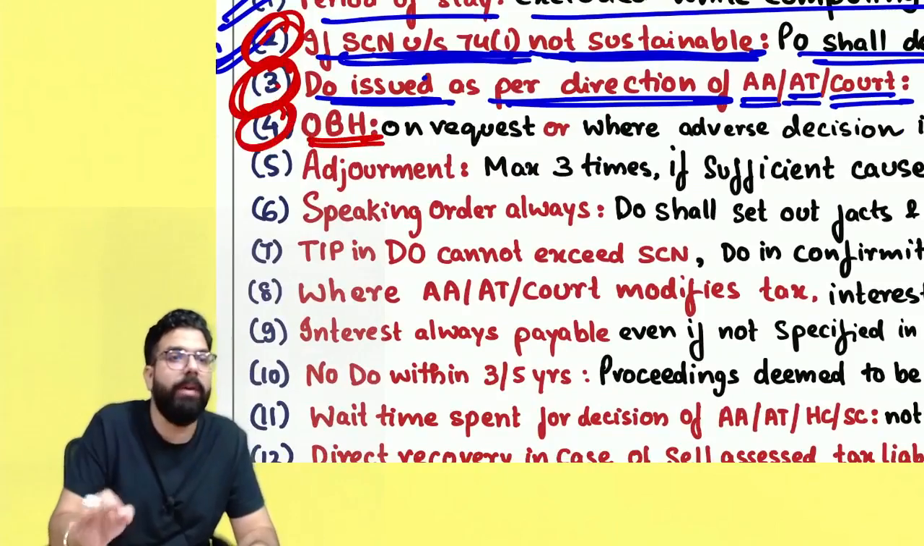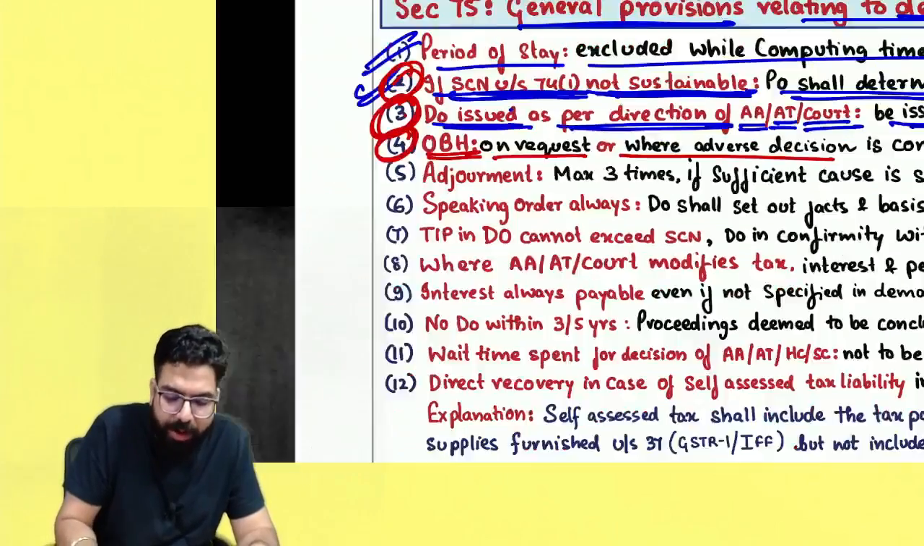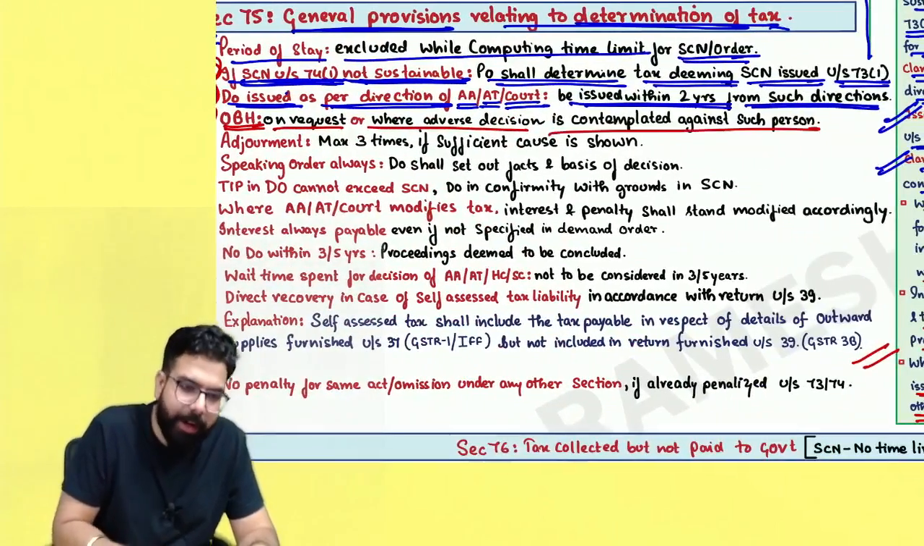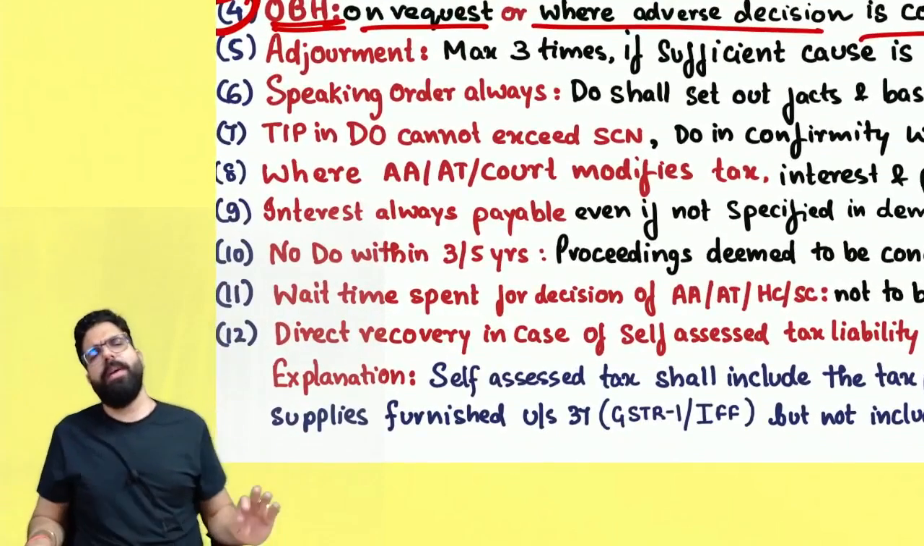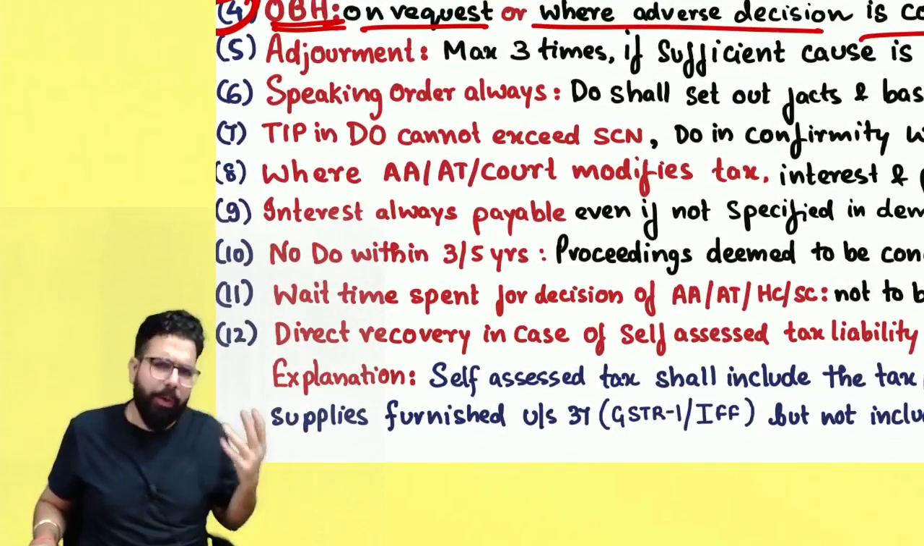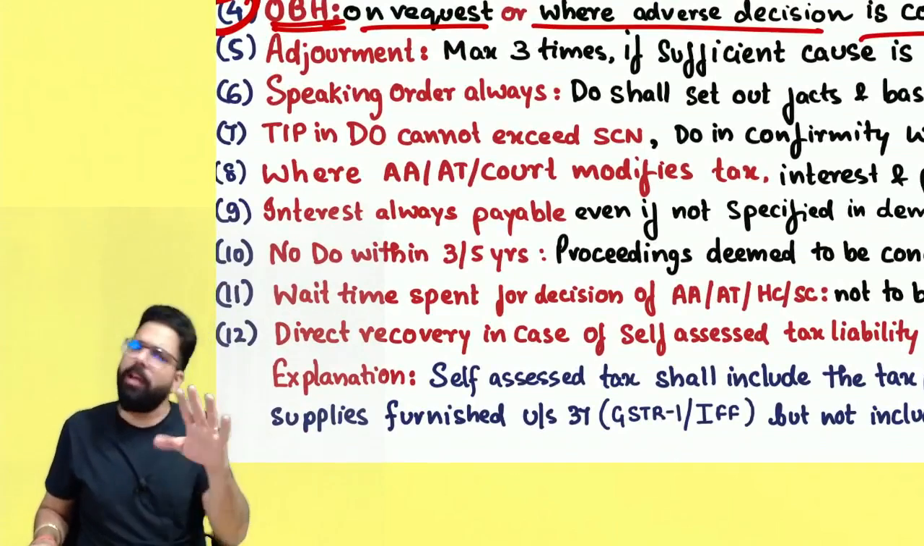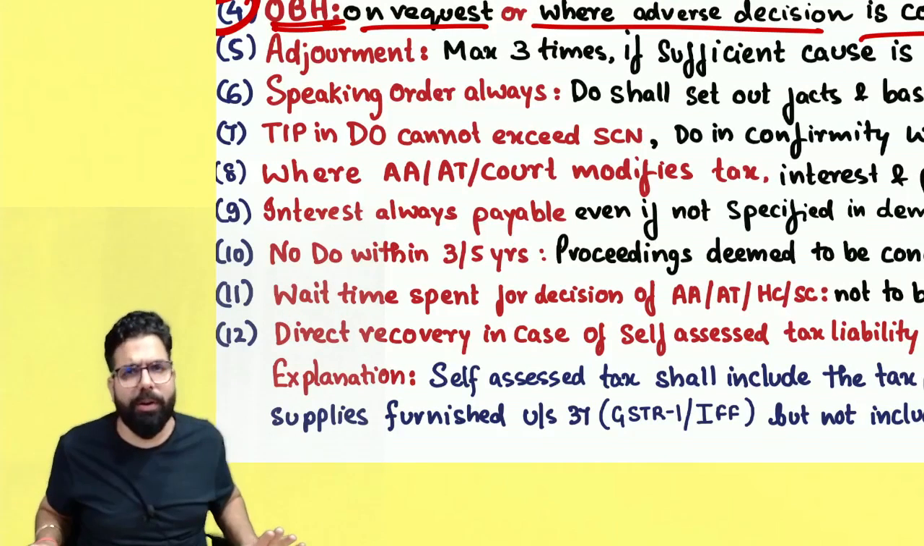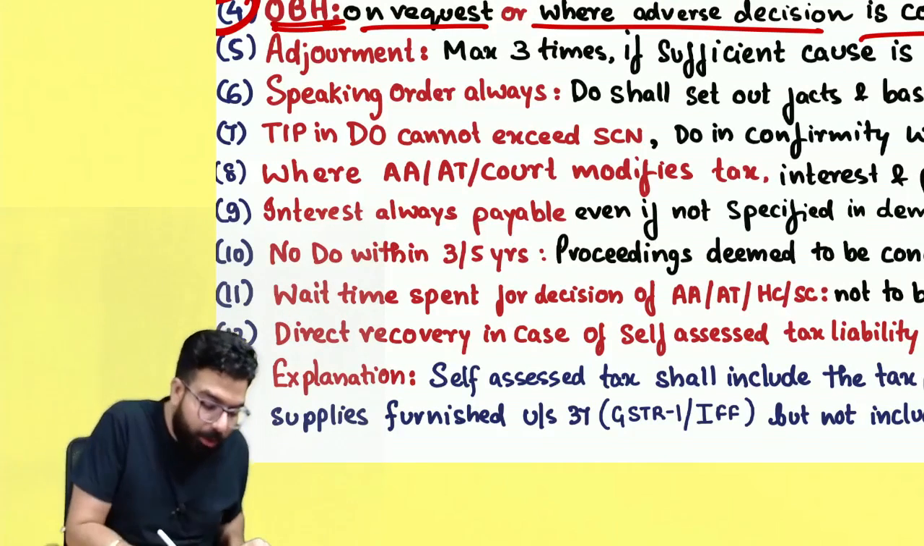The next one over here is section number 75(4). Opportunity of being heard always has to be given on request, or wherever an adverse decision is contemplated against a person. Then always an opportunity of being heard has to be given, if I am requesting it or if any adverse decision will be taken against me.